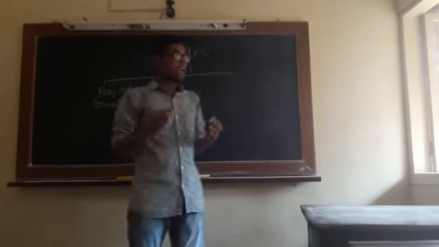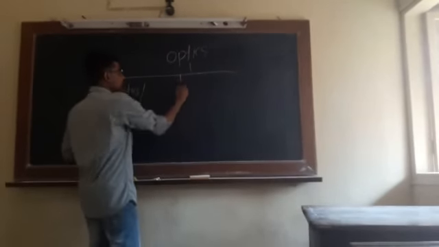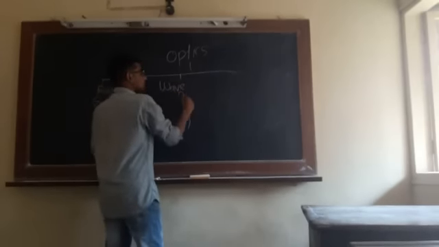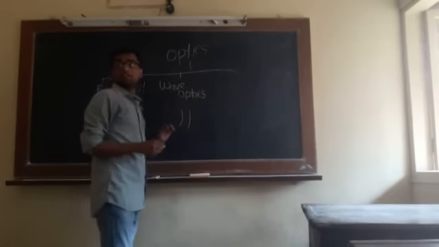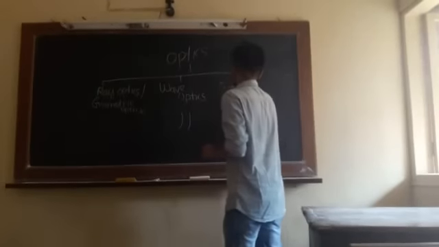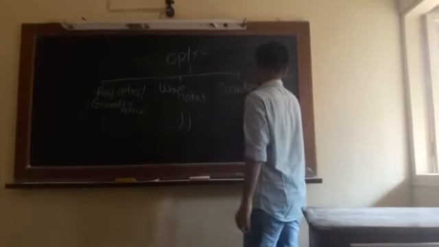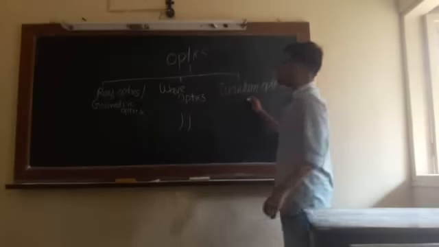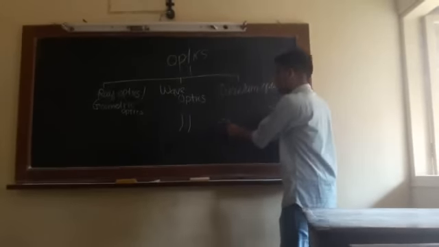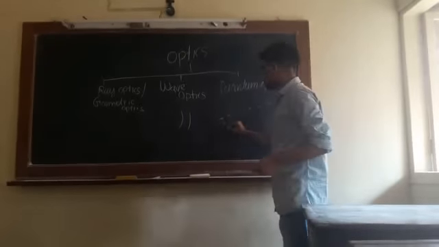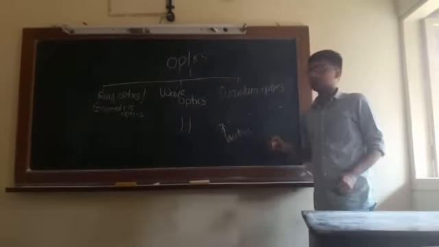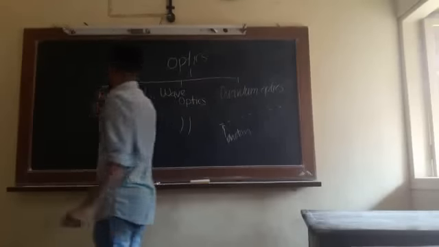And if we consider light traveling in a medium like a wave, it is the branch of physics which describes wave optics. And there is another branch of optics, which is quantum optics. In quantum optics, we consider light as made up of small particles, which are photons, and this is quantum optics. So now we will work on ray optics.